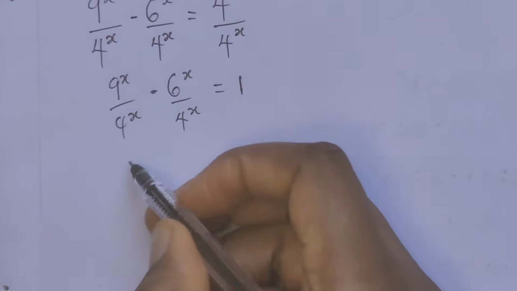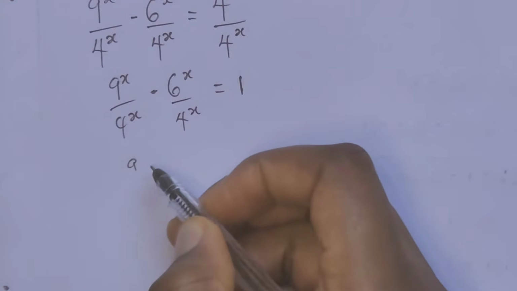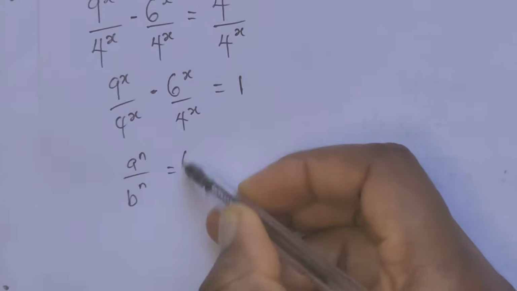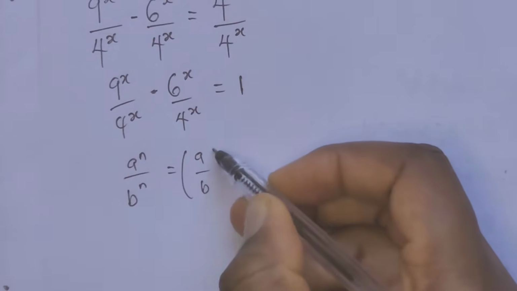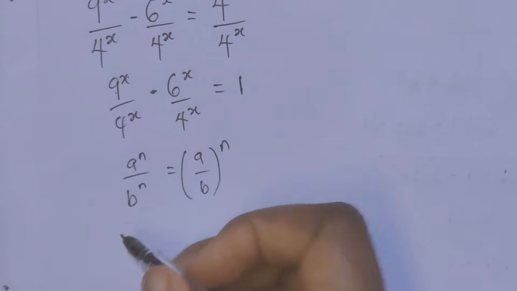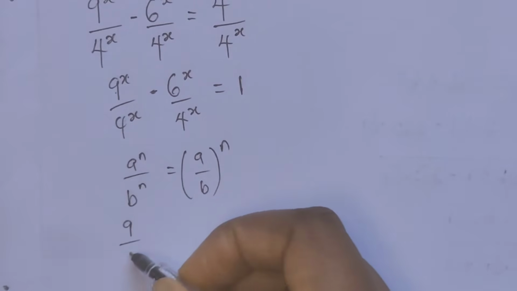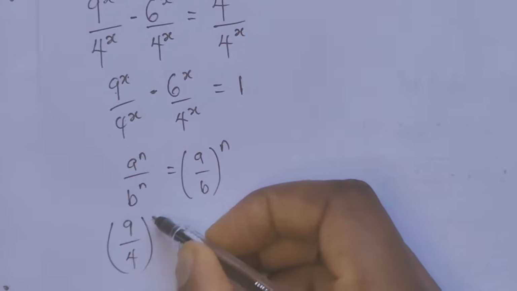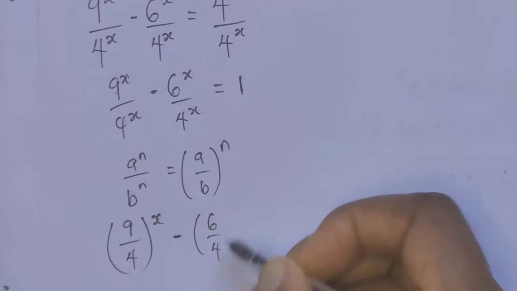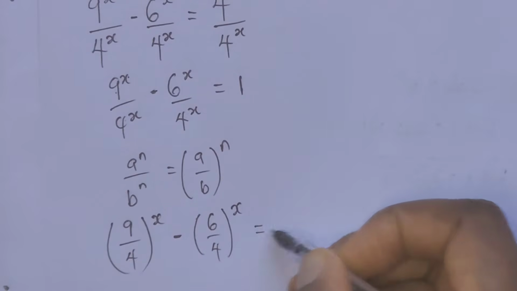From the law of indices, when we have a to the power of n over b to the power of n, this is the same as a over b all to the power of n. So 9 to the power of x over 4 to the power of x becomes 9 over 4 all to the power of x, minus this becomes 6 over 4 all to the power of x, to be equal to 1.